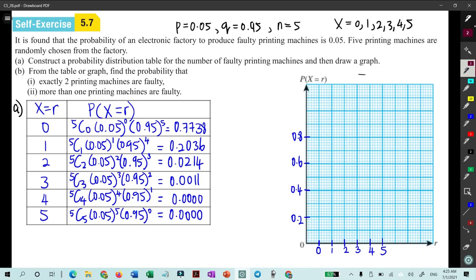So when x is equal to 0, we get around 0.77. 0.77 should be somewhere here. Next, 0.20, the value is here.